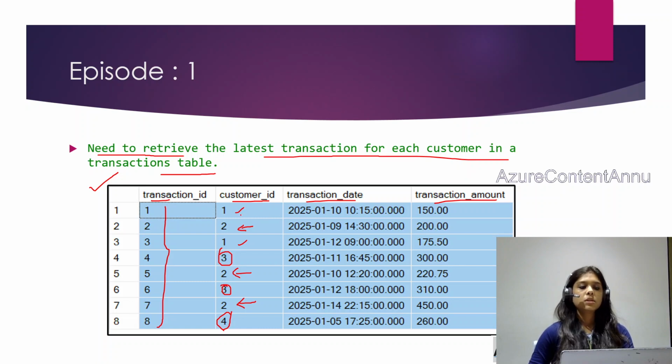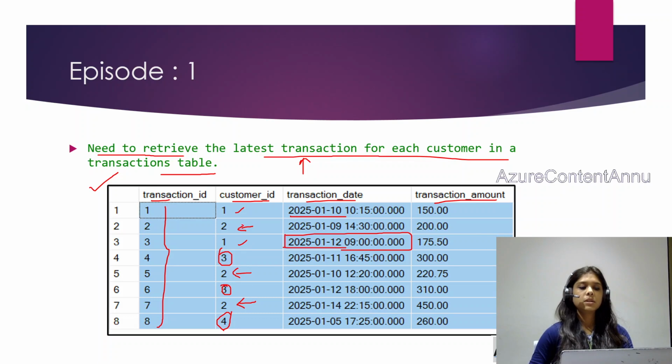Okay, so you can see for the first customer, that customer has done a transaction on 10th of January 2025, and the second record says that the same customer has done the transaction on 12th January 2025. So what we need is to get the latest transaction performed by this customer. Each of the customers we need to group by, and then we will get the latest transaction. So this record we need to fetch for the first customer.